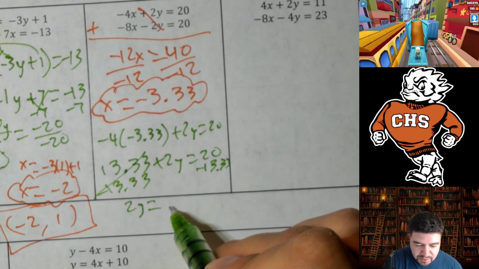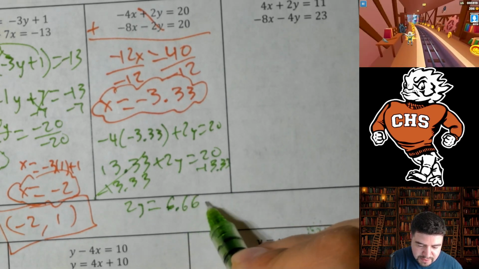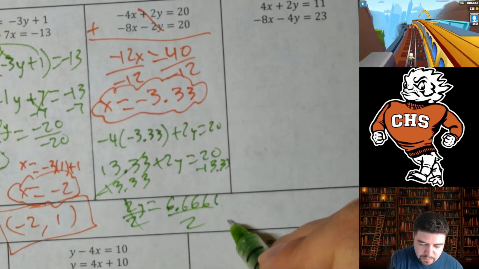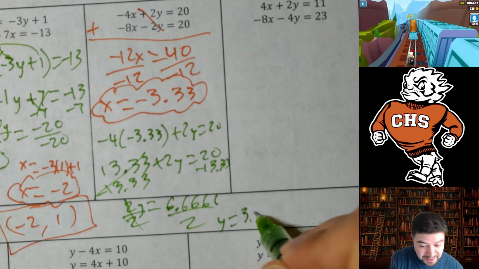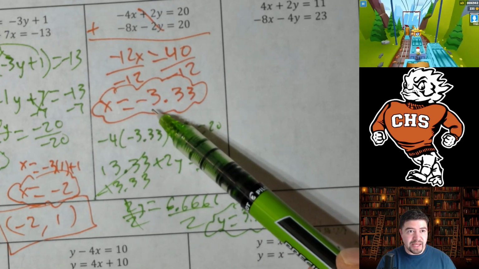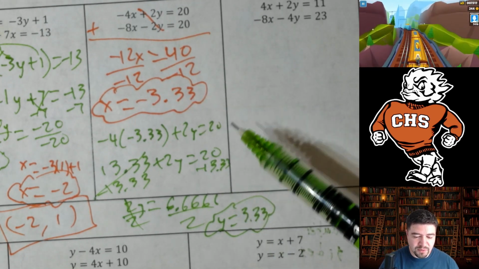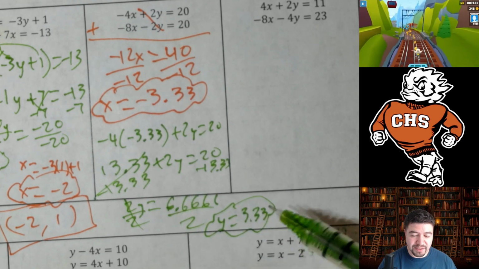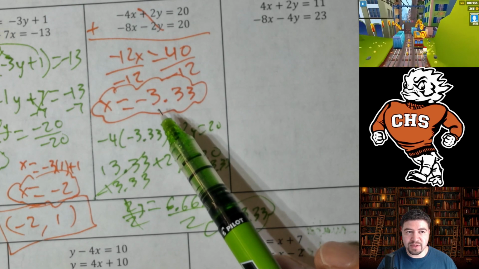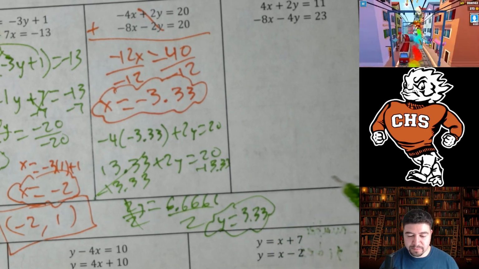Running out of room here. That will be 6.6 repeating, whatever. Divide by 2, boom, y is 3.3 repeating. So there's our solution: negative 3.33 repeating and 3.33 repeating. I don't, unfortunately, have space to write the coordinate for that, but remember the x goes first, so the negative 3.33, and then the y, positive 3.33.